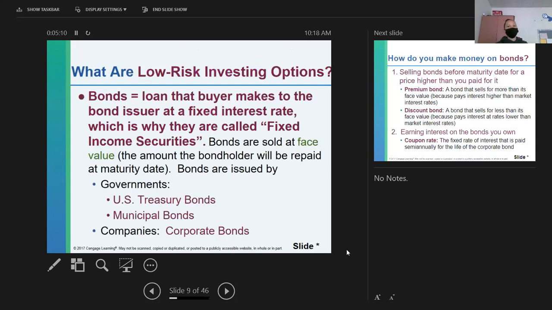All right, bonds. Bonds are a loan that a buyer makes to the bond issuer at a fixed interest rate, which is why they are called fixed income securities. We saw some of these in our video the other day about the stock market. So bonds are sold at face value, which is the amount the bondholder will be repaid at the maturity date. Bonds are issued by the government, so they can be a U.S. Treasury bond, a municipal bond. Companies offer corporate bonds as well.